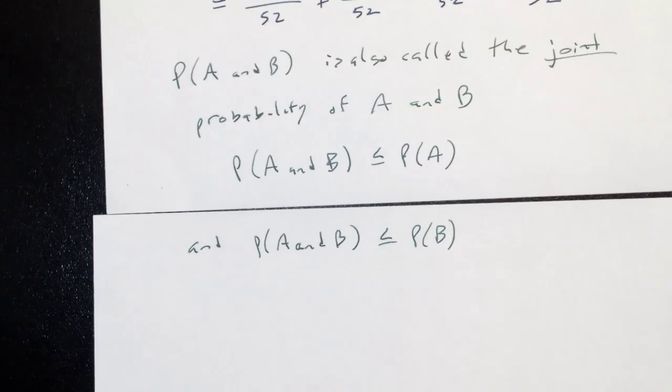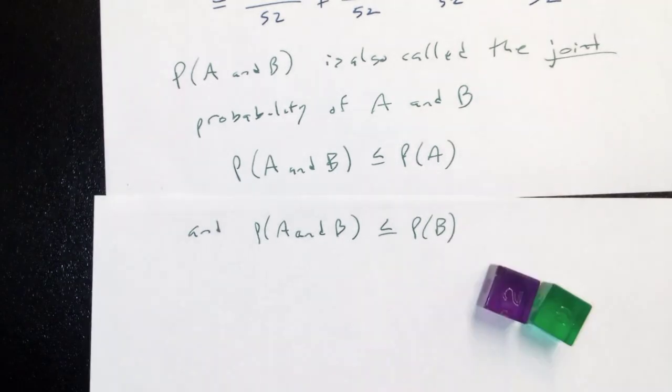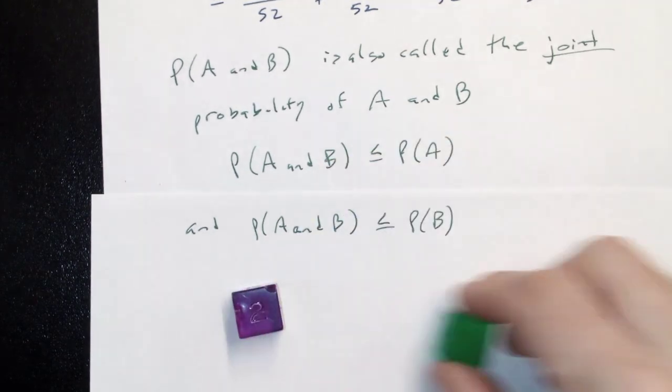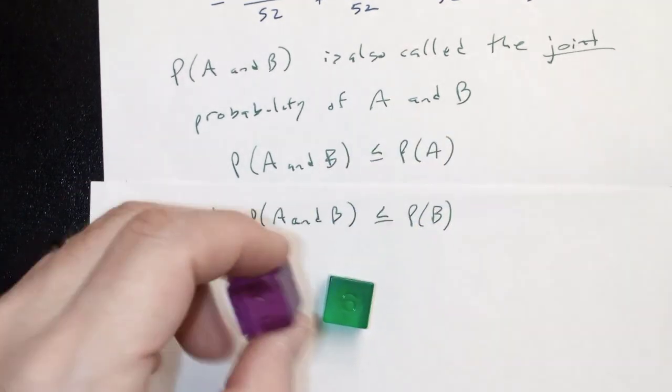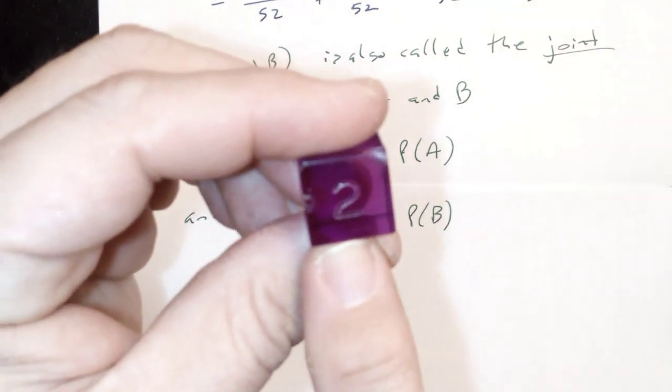Questions? Dice. I brought two dice, they're different colors. It's kind of hard to see, but the numbers are actually printed on the die, embossed on it.